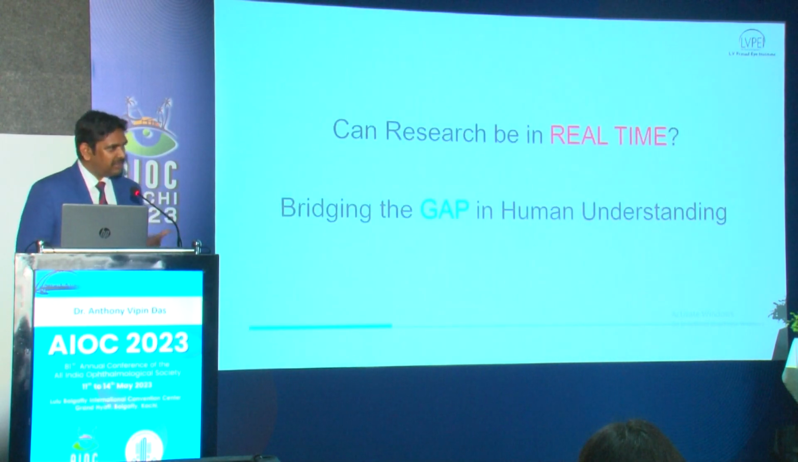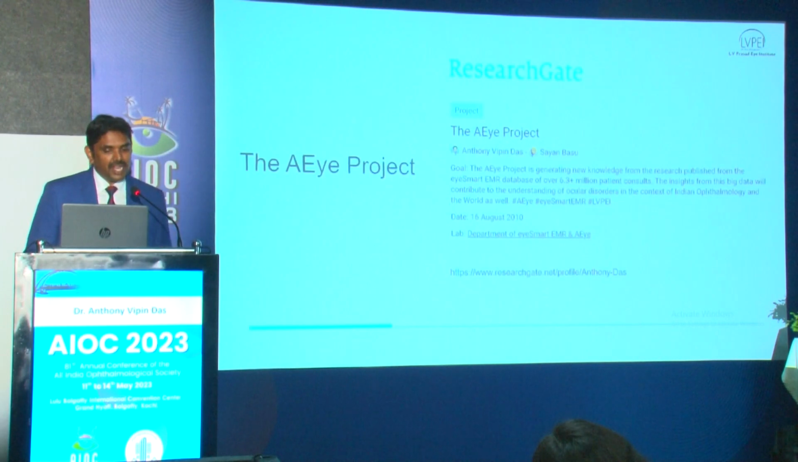So there were 2 questions that we at LVP said, hey, can research be in real time? When I say that, it's not like I did a study 3 years ago and this is my thing, but can it actually be a data pipeline that continues to generate insights because it's digital data, and also bridge the gap in human understanding? And you would basically agree that there is not much in Indian literature for most of the other diseases. When you try to say, hey, what is Coats, and what is Laurence-Moon-Bardet, you don't have that, right? So we basically said, can we start from building that? And we put all of this into the AI project, which is on ResearchGate.